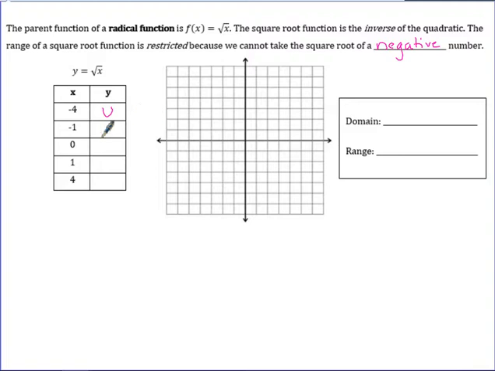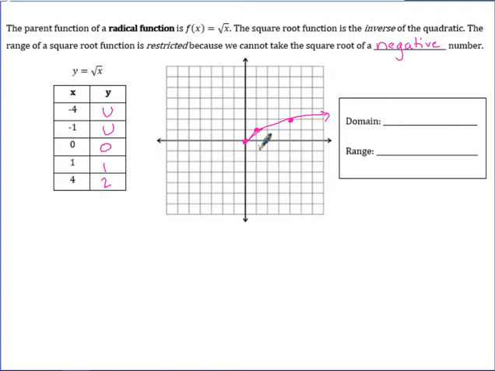I can't do it. Same thing for -1. The square root of 0 is 0, the square root of 1 is 1, and the square root of 4 is 2. So when I go to graph these, I can't graph anything in the negative x values. So I have 0, 0, I have 1, 1, and then I have 4, 2. Alright, so the graph goes a little something like that.